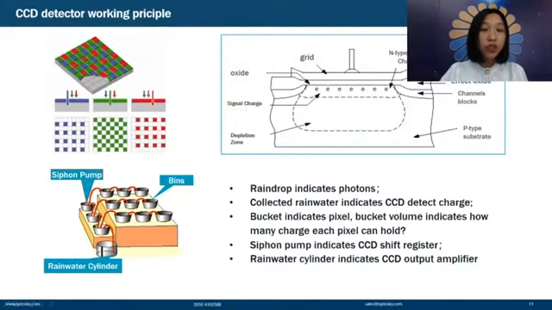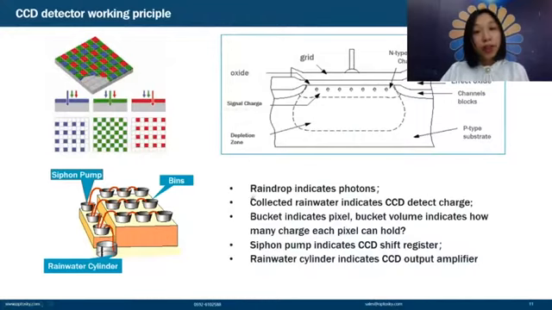This is the shift register, and gradually we pour it down here, and finally we have these larger cylinders holding all the rainwater volume stored here. And here, all the electric charges can be read out and transformed to voltage. So this process of pouring rainwater down is the working principle of the detector.